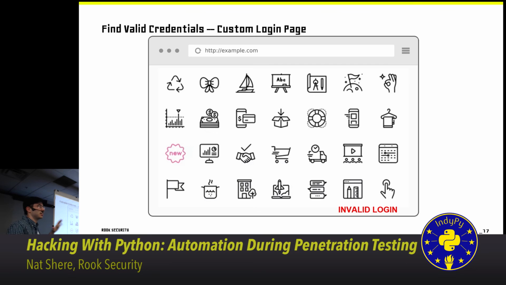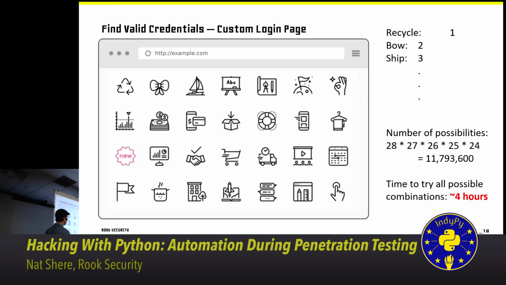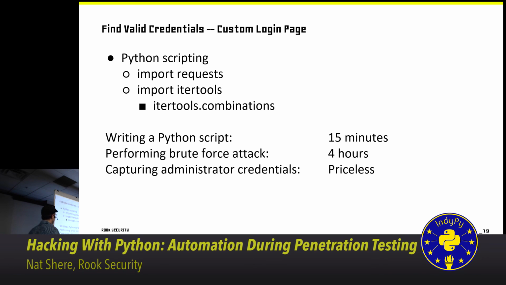So it's 5 distinct numbers, 28 possibilities, which gives you a little under 12 million total possibilities for your password sequence. With a typical laptop, that would take about 4 hours to work through all those possibilities. Well, it's very custom-based, right? We don't have a script to do this as it was. So we pulled out some Python scripting, used requests, used itertools to iterate through the possibilities. Took about 15 minutes to write the script, another 15 minutes to test it, make sure that it was working. And then about 4 hours to perform the brute force attack.